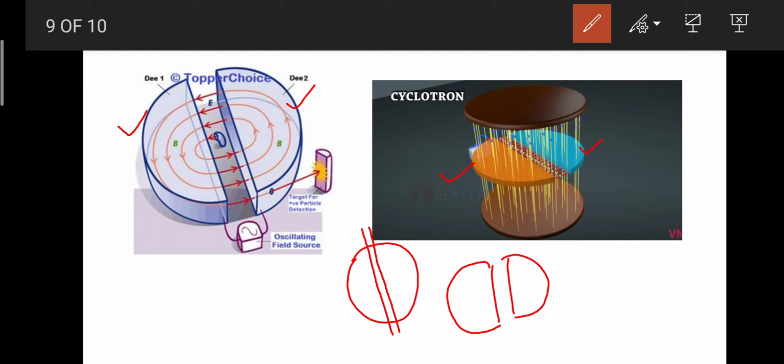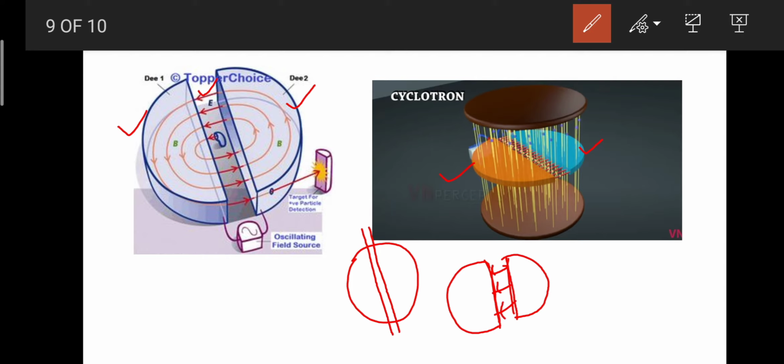In this figure you can see that between these D's we have an electric field. Suppose we have an electric field in any direction. If I consider this direction, the field is going to be from this point to this point.